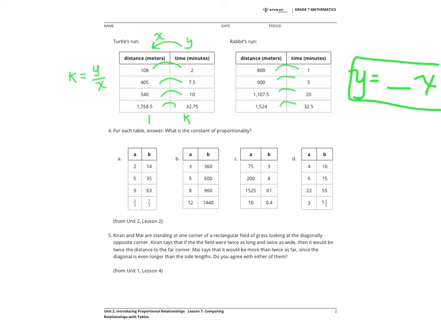The next section, for each table, answer what is the constant of proportionality, and again, we find that by dividing y divided by x, b divided by a, the right divided by the left each time. And then we'll finish this last one.